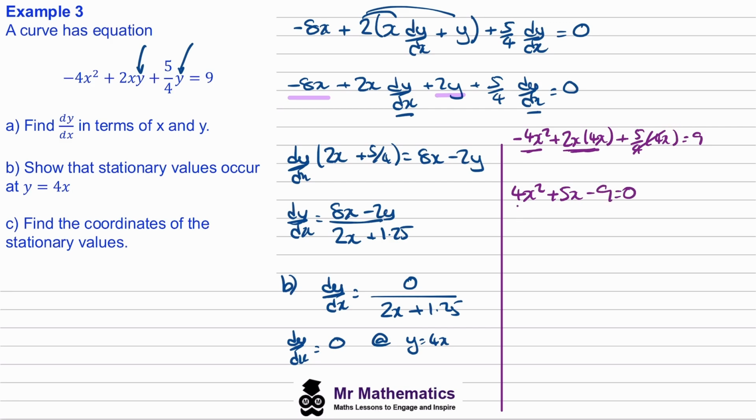We can solve this quadratic. We get x minus 1 multiplied by 4x plus 9. So x will equal 1, and x will equal negative 9 over 4. And then we can substitute each of these values of x into the equation for y. So y will equal 4, and y will equal negative 9. Okay? So our coordinates are 1 and 4, and negative 9 over 4, negative 9.